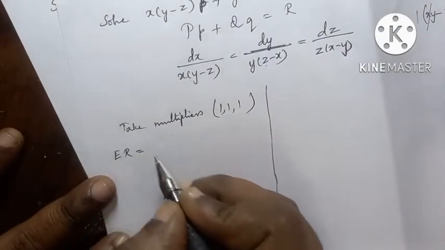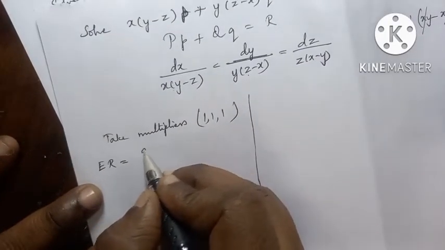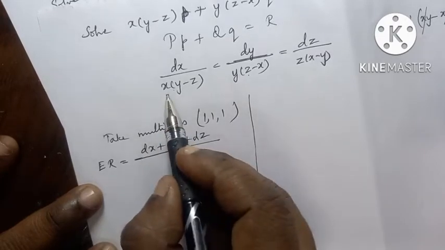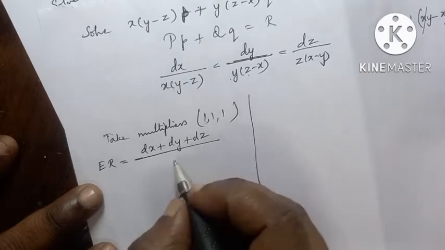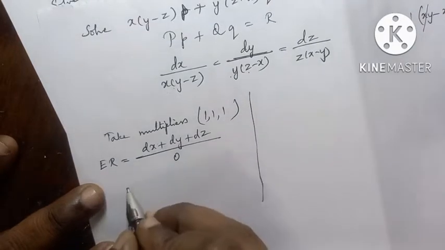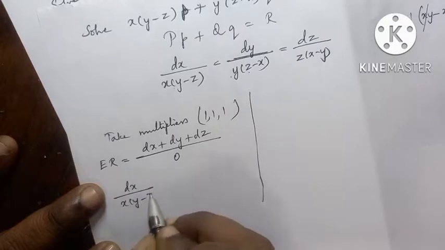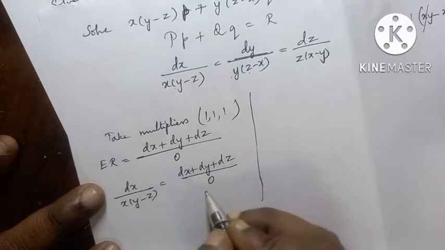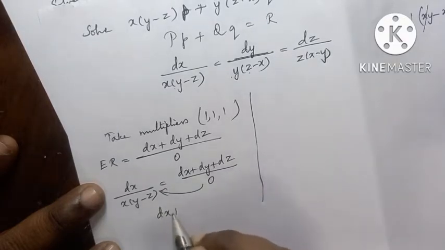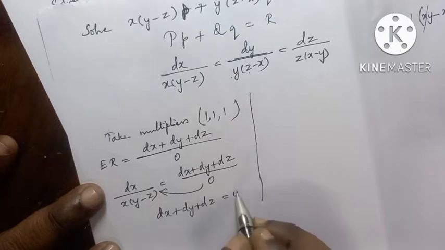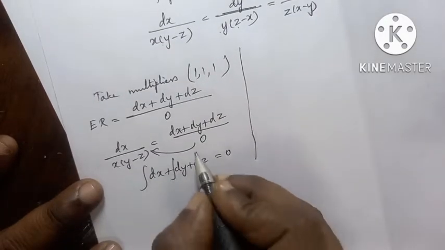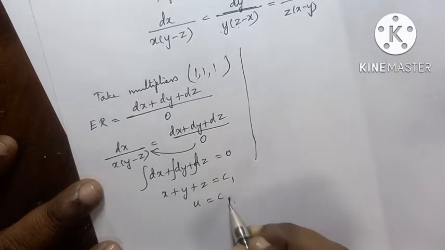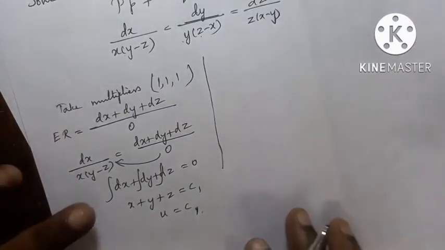Each of the ratios is equal to 1 dx plus 1 dy plus 1 dz by 1 into this term plus 1 into this term plus 1 into this term, which is 0. Take any ratio: dx by x into y minus z equal to dx plus dy plus dz by 0. Cross multiply: dx plus dy plus dz equal to 0. Integrating, x plus y plus z equal to c1. So the first answer is over, right?